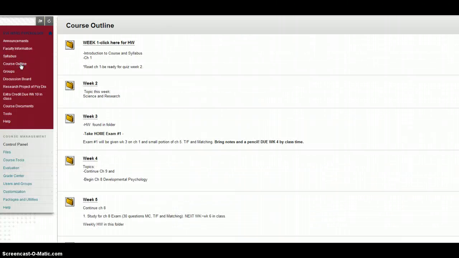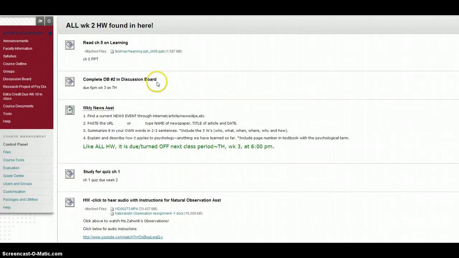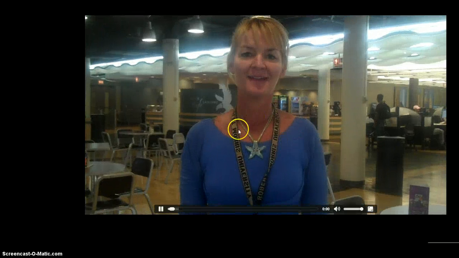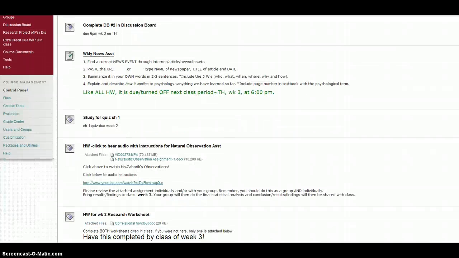So if we go back into course outline, we're in week 2 again, we're at the homework. So complete your discussion board. Weekly news assignment. Find a current article, summarize it in a few sentences, make sure you have the resource, and specifically give page number and textbook as to how it applies to the class. Study for the quiz. I also have activities. For example, this is me giving you a verbal of what to expect for your observational study. That's that week's activity, and here's a worksheet.